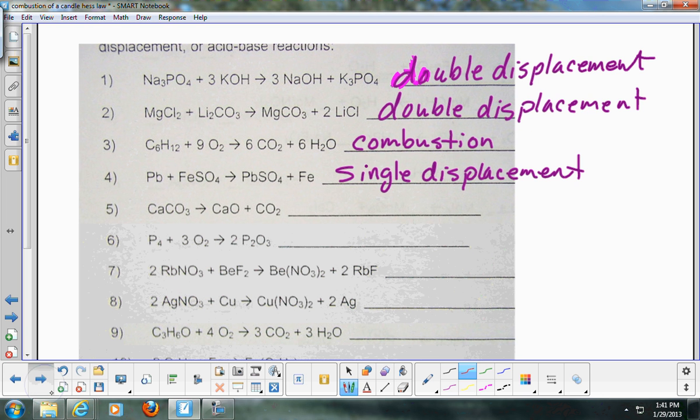Alright, we're going to go forward. What about number 5? What do you think number 5 is? I'm falling apart. I have one thing and I fell apart. So it's decomposition.